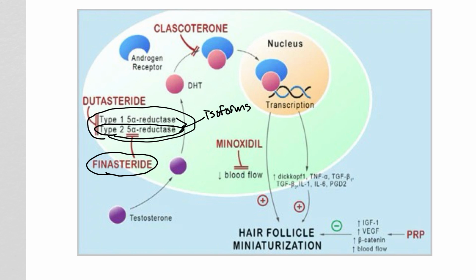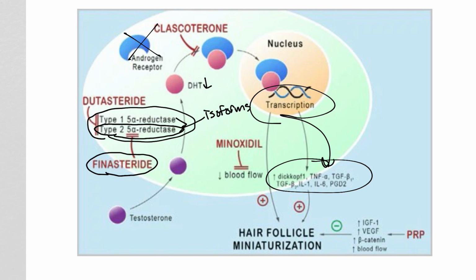And so the reason that dutasteride is more effective is it just lowers DHT levels even more than finasteride did. So not a different mechanism, nothing dramatically changed, just more potent, more broad spectrum. So we expect a further decrease in DHT. That should mean less activation of androgen receptor, which means less transcription of these genes that lead to hair follicle shrinkage or miniaturization. And that's the end mechanism.